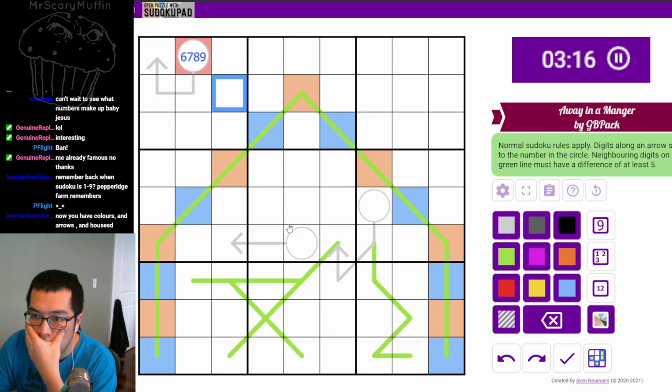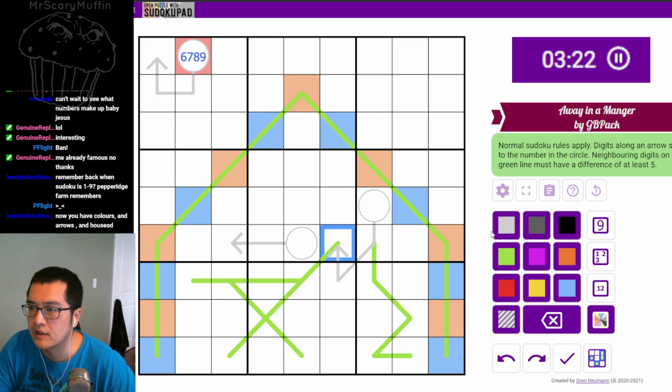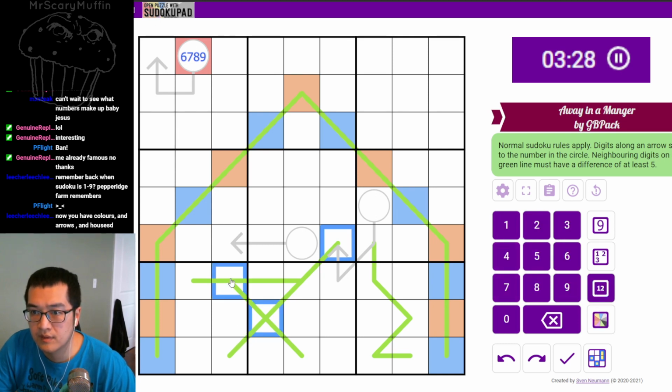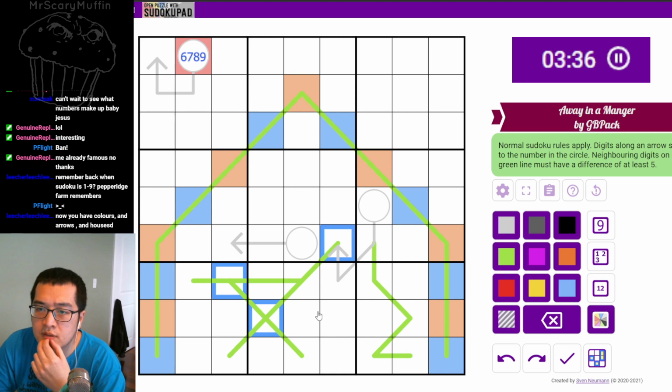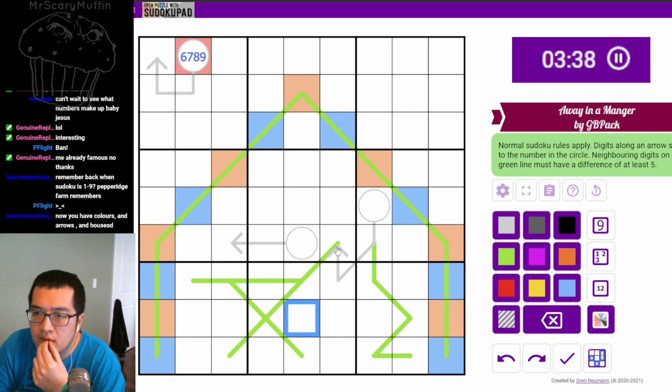Oh my god, this is so wacky. Okay, well let's give this a shot here. We haven't used greens and purples yet, so let's go with those. What the heck? We have a parity shift in here? Wait, this might be important.